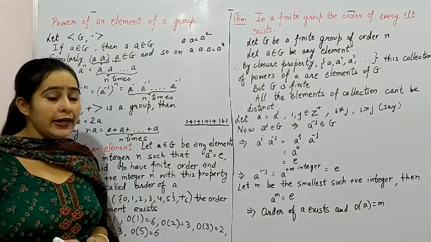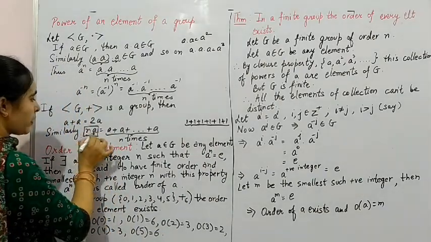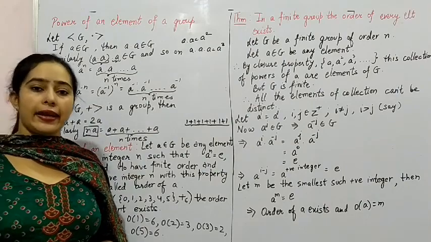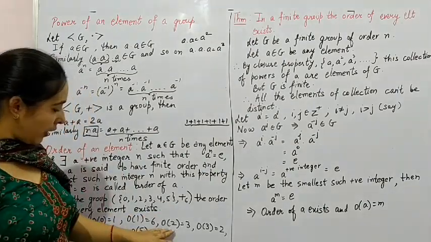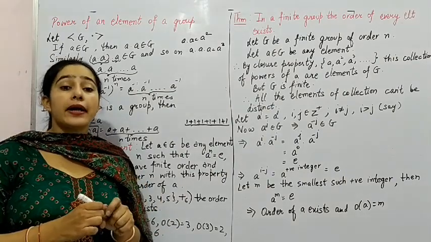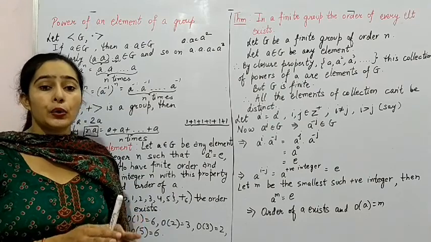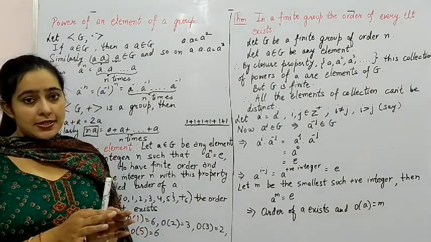You have to write n a is equal to e, because here a to the power n is replaced by n a. Now again, to find the order of 2, what will you do? You will check how many times, minimum, I have to add 2 to get the answer 0.